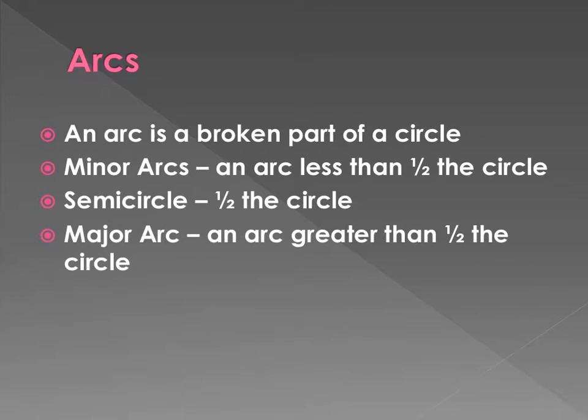So arc is actually the part of the circle. So if you picture it to be like the crust of the pie, the crust itself is considered to be the arc. An arc is a broken part of the circle. And there's 3 different kinds: a minor arc, a semicircle, and a major arc. A minor arc is less than half the circle, or less than 180 degrees. The semicircle is exactly half the circle, which would be that 180 that we just drew in that last example. And then a major arc is an arc that's greater than half the circle, or greater than 180 degrees. So minor less than half, semicircle equal half, and major greater than half.